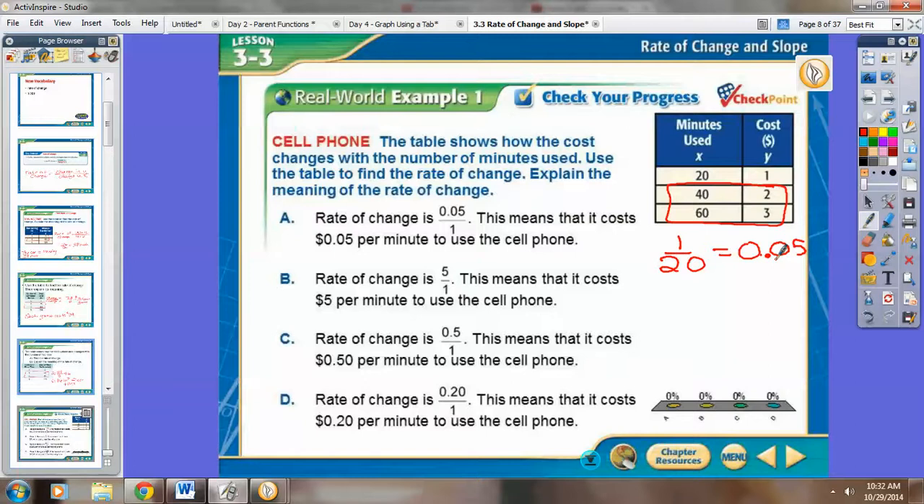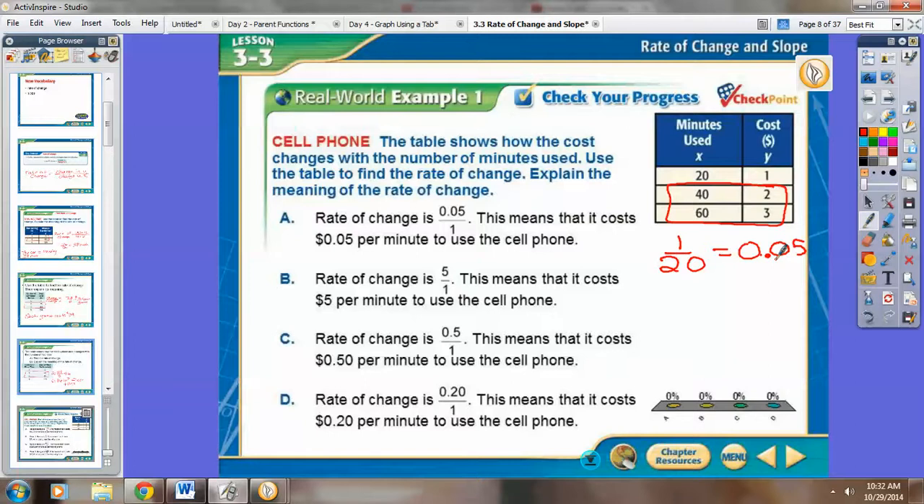Right, we're talking in terms of money. This is going to be dollars per minute. Dollars per minute used. So if this is 0.05, how much money is this per minute? 5 cents. Does it make sense to use 1/20th? 1/20th of a dollar per minute. We don't talk that way, do we? We would say a nickel or 5 cents per minute.